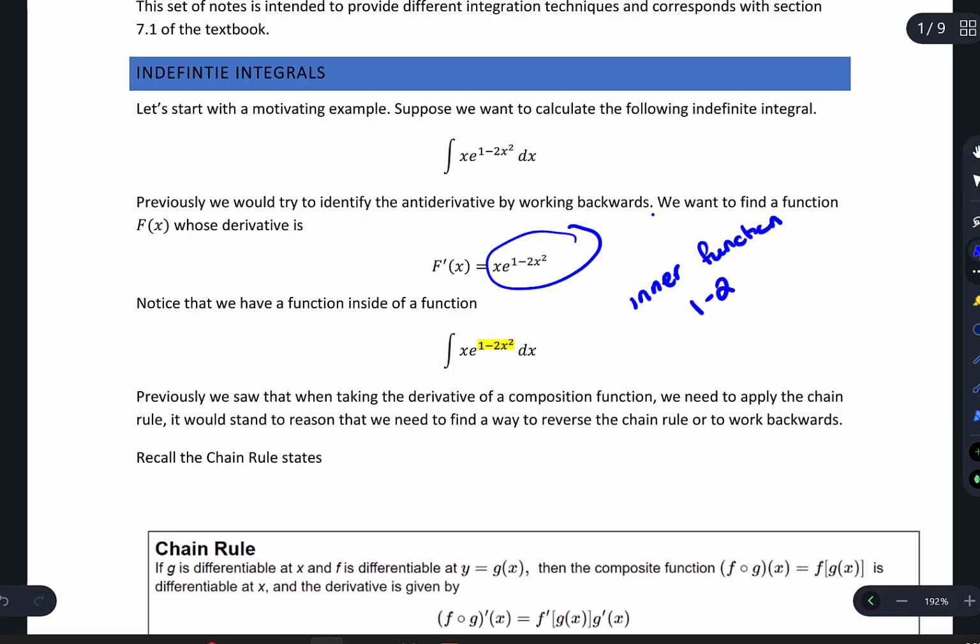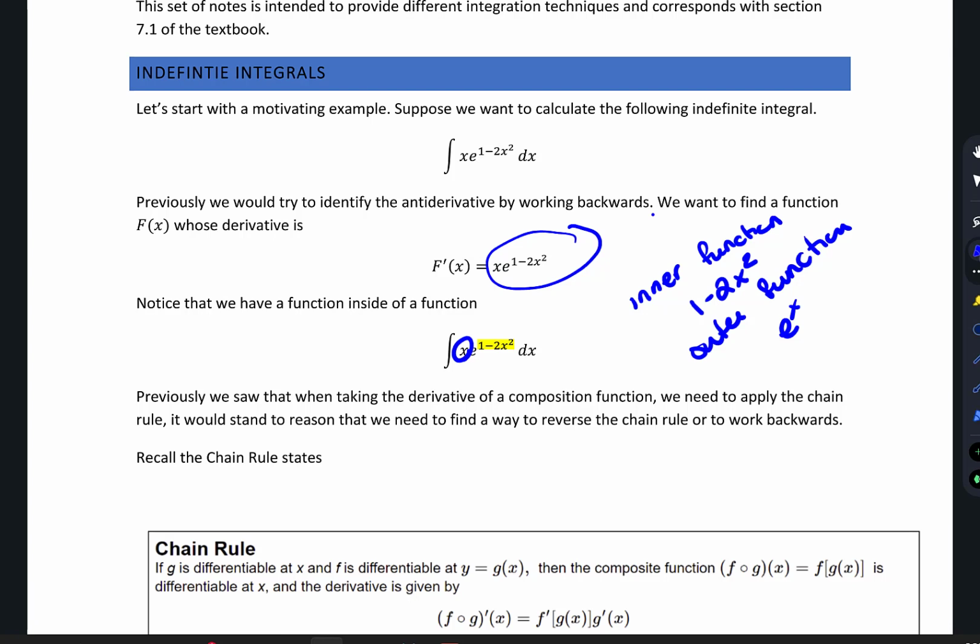For example, we could define the inner function to be 1 minus 2x squared, and then the outer function to be e to the x. And you might say, well, what about the x that's out front? Well, remember our goal is to find a function whose derivative is equal to x times e to the 1 minus 2x squared. And remember, when we apply the chain rule, we're also going to have to take the derivative of the inner function.